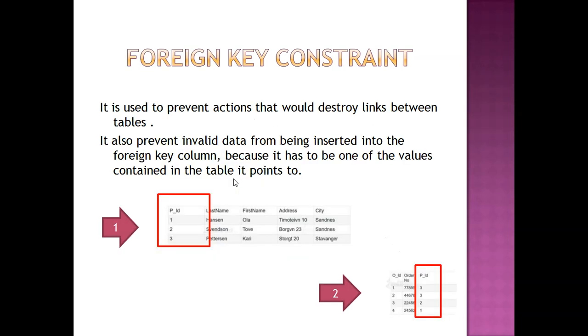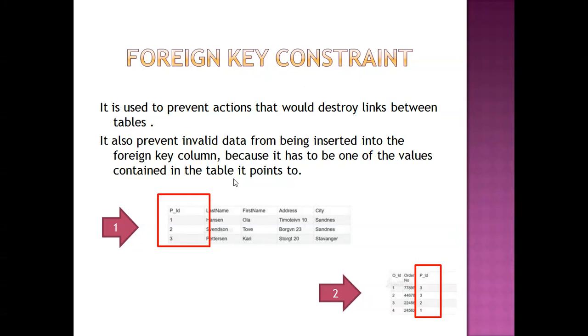If I talk about the FOREIGN KEY constraint, it is used to prevent actions that would destroy the link between tables. As I told you already, the foreign key is useful to use the data between two tables and make a healthy connection so that no data link is destroyed. I will explain this. Second, it also prevents invalid data from being inserted into a foreign key column, because it has to be one of the values in the table it refers to. Let's focus on table number one.